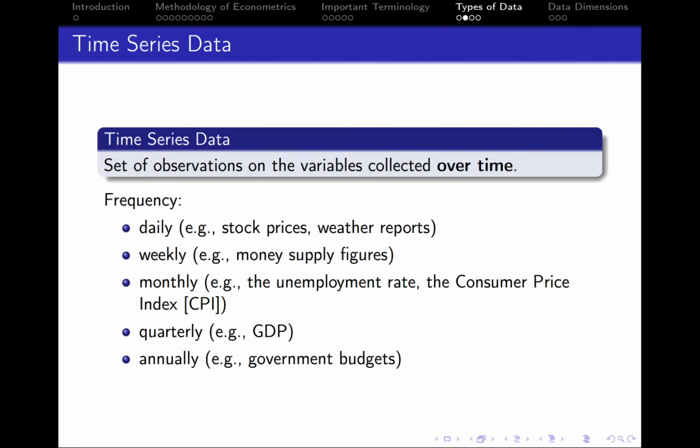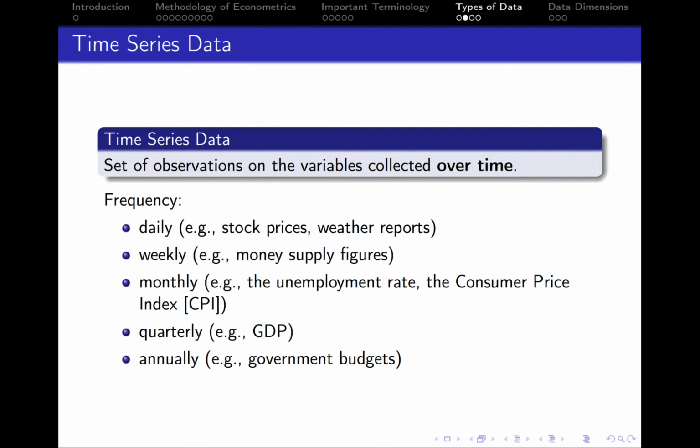So time series data, this is a set of observations on some variable collected over time. For example, we can take Poland and collect its value of GDP over the last, let's say, 30 years. So this is annual frequency that we deal with, but there are other frequencies in time series data, for example, daily frequency, and it is mostly common for stock prices, weather reports. There's also weekly frequency, and this is mostly used when we deal with money supply figures.